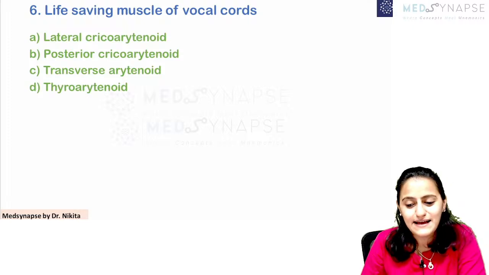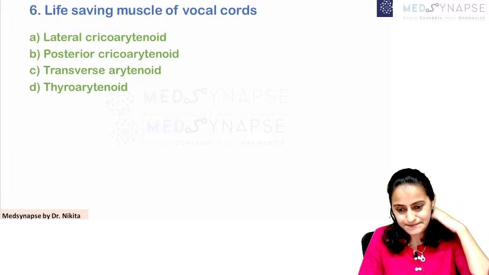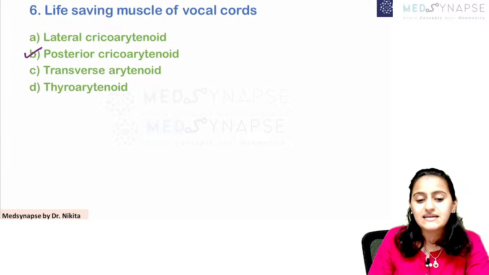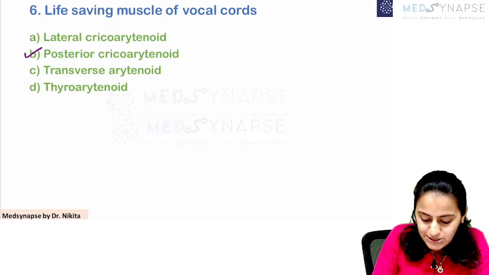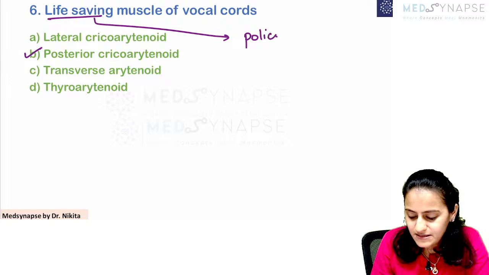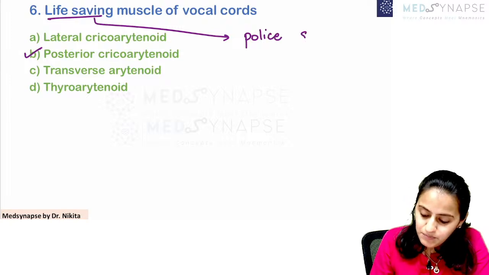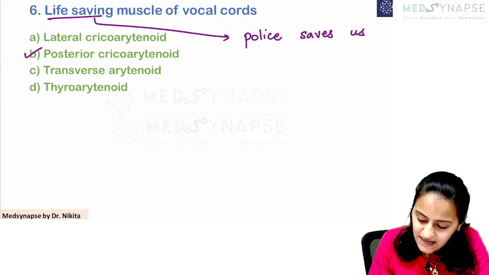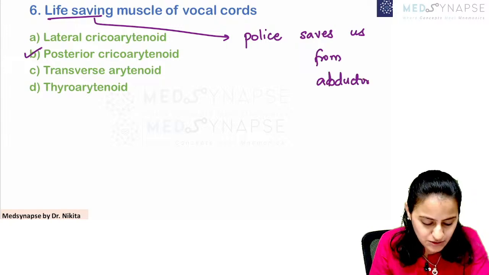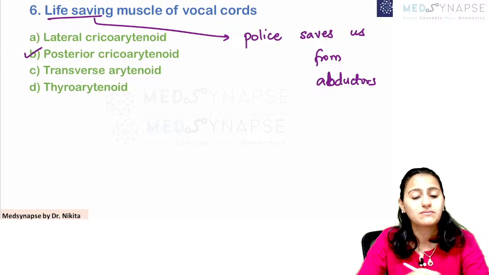Yes, Shri, definitely I'll do that in one of the upcoming videos. Very good. That is the posterior cricoarytenoid. So remember that life-saving function is done by the police, right? Police saves us from the abductors. That is what you should remember. That is the mnemonic to be remembered.